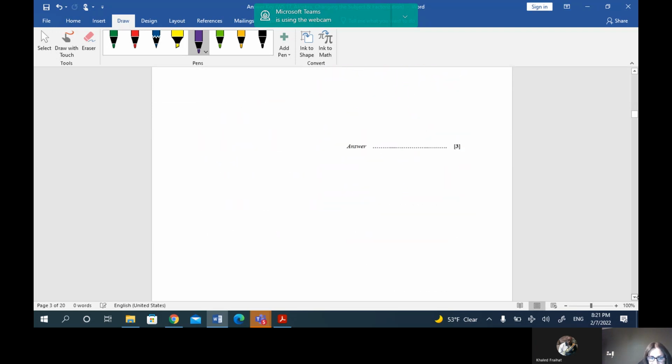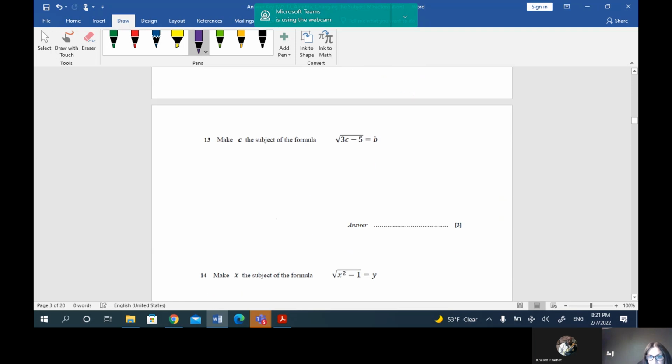Let's move to 13. So square root of 3c minus 5 is equal to b. We are making c the subject. So we are going to square each side. To get rid of the square root, we're going to square each side. Okay, so that's how we get rid of the square root. So it will be 3c minus 5 is equal to b squared.